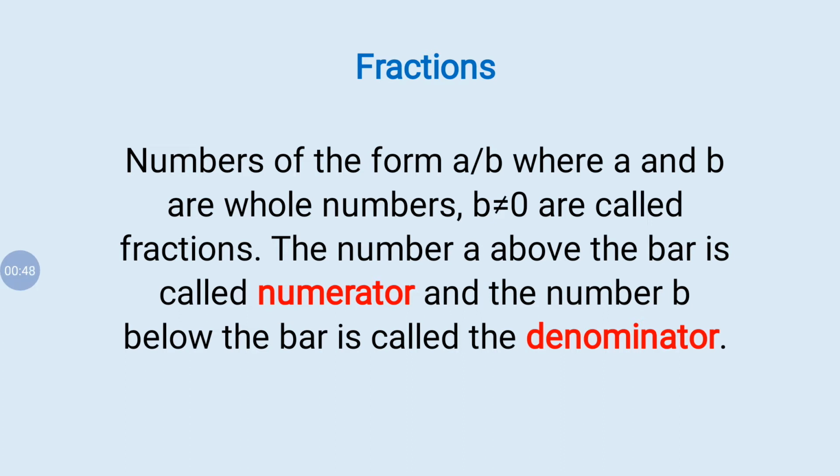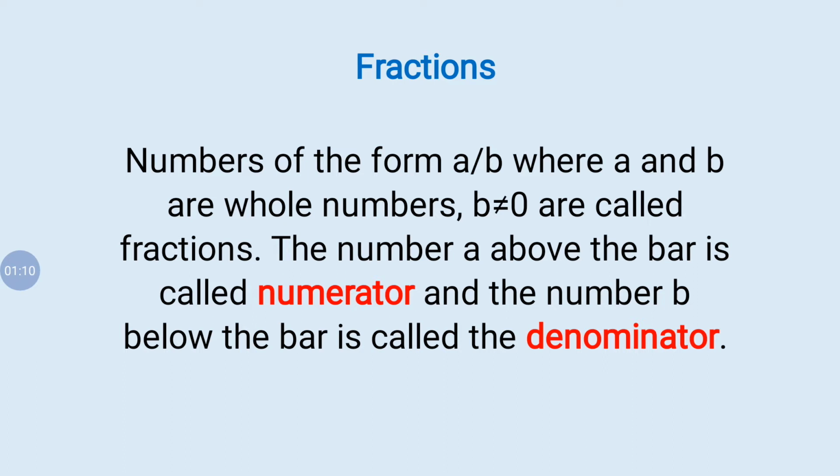So numbers of the form a by b, where a and b are whole numbers and b is not equal to 0, are called fractions. The number a is called the numerator and b is called the denominator.